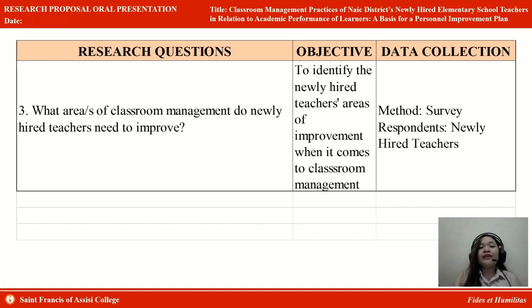For the third research question, what areas of classroom management do newly hired teachers need to improve? The objective is to identify the newly hired teachers' areas of improvement when it comes to classroom management. For data collection, the method is a survey, and the respondents are newly hired teachers.